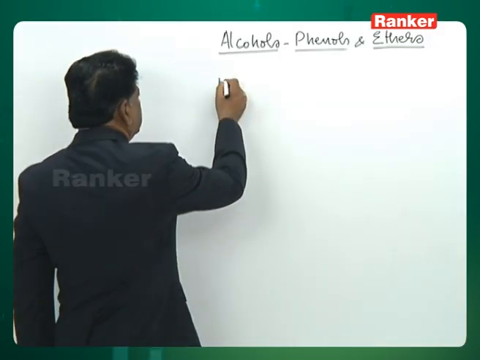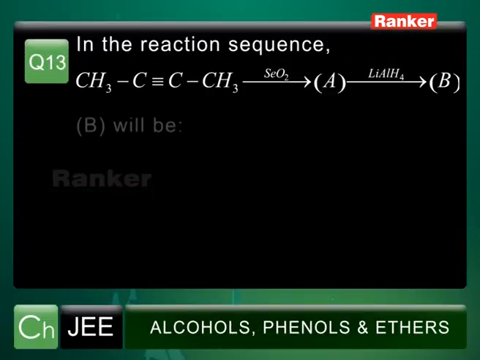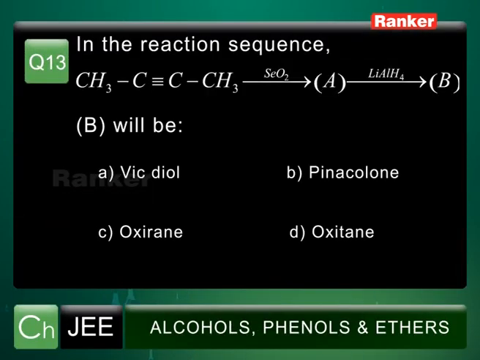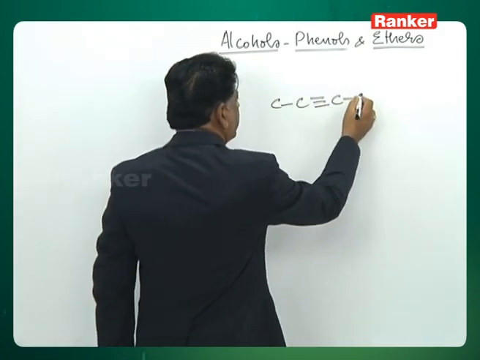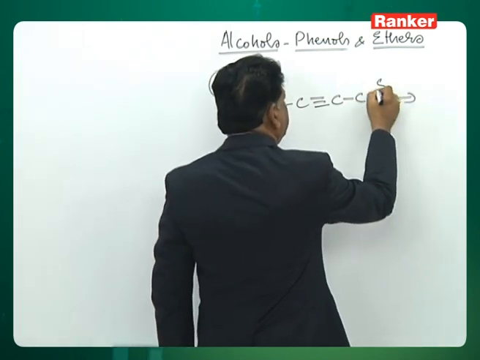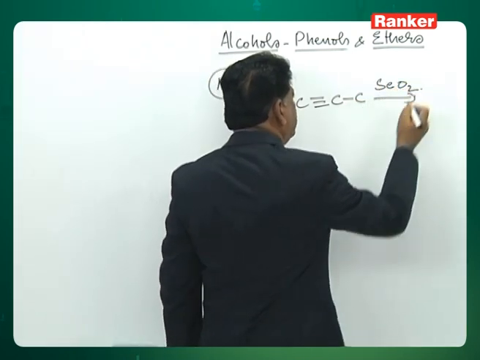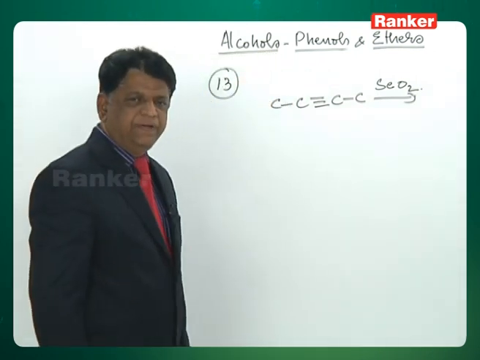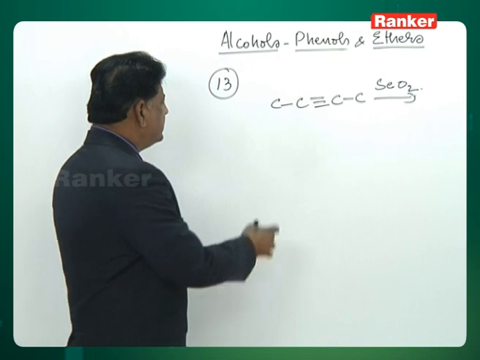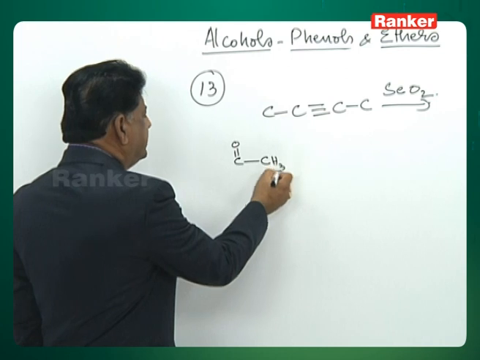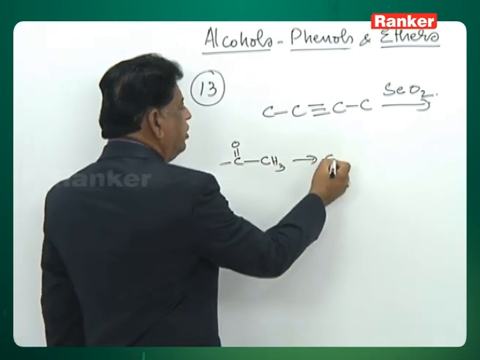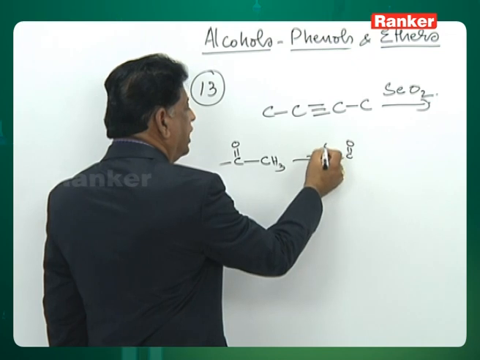Question number 13. In the reaction sequence, the butyne is treated with selenium dioxide followed by lithium aluminum hydride. So, the compound is a butyne. A reagent is selenium dioxide. Selenium dioxide has 2-3 specific types of reactions. One of the reactions is well known, that if a carbonyl group is there attached with CH3, this also will become into the CO. This is one of the specific reactions.